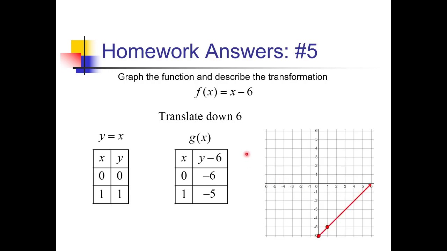Now you could also graph this just in y equals mx plus b type of reasoning. We have a slope intercept of negative 6 and a slope of up 1 over 1, which is what this graph has.